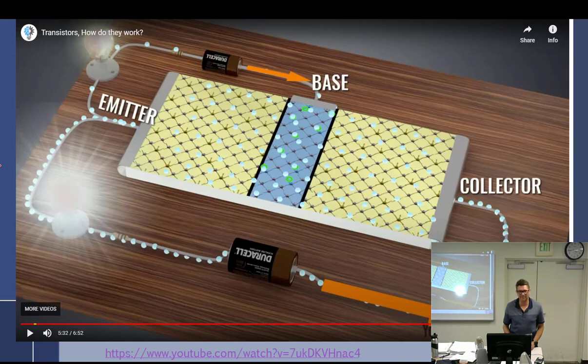So the collector doesn't really collect, it emits, and the emitter doesn't really emit, it collects. But with conventional flow there, it would make sense. So that's kind of how I look at it.